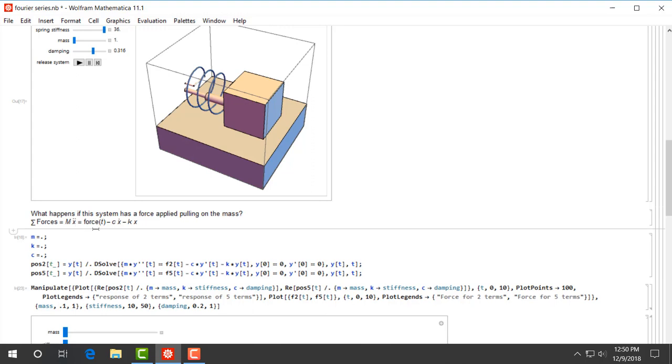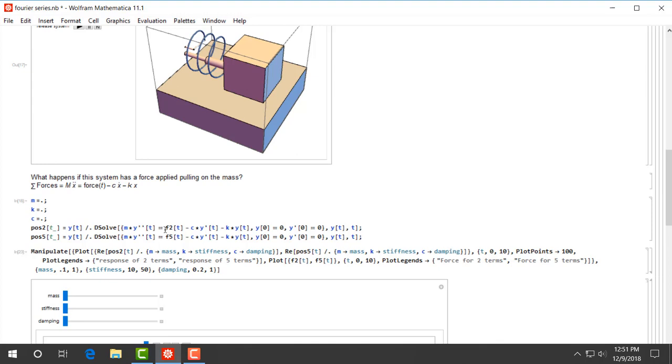and analyzing the response of this system with a different damping and a different stiffness based off of the force series that we determined. So this, I'm doing mass times acceleration is equal to the force for two terms minus c times velocity minus k times position. And my initial position, my initial velocity are 0, and I'm solving this for position. So what this is doing, it gives me a function of time that shows me the movement of the mass if I have a force of two terms.